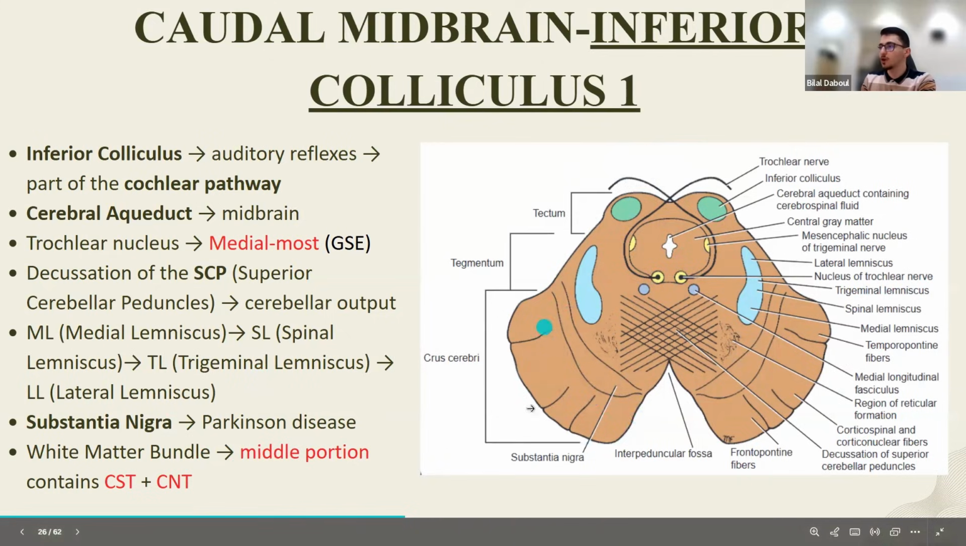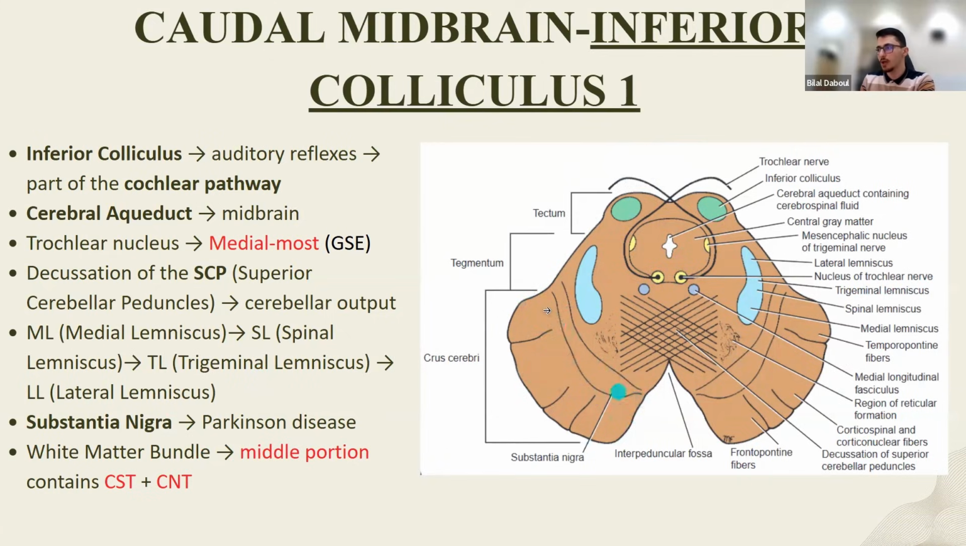Again, anteriorly, see the crus cerebri. You have the substantia nigra here. The substantia nigra is gray matter. It's composed of dopaminergic cell bodies, so dopamine-containing cell bodies. It actually degenerates in Parkinson's disease. That's all you need to know for now. Substantia nigra, anterior part of the midbrain, degenerates in Parkinson's disease.